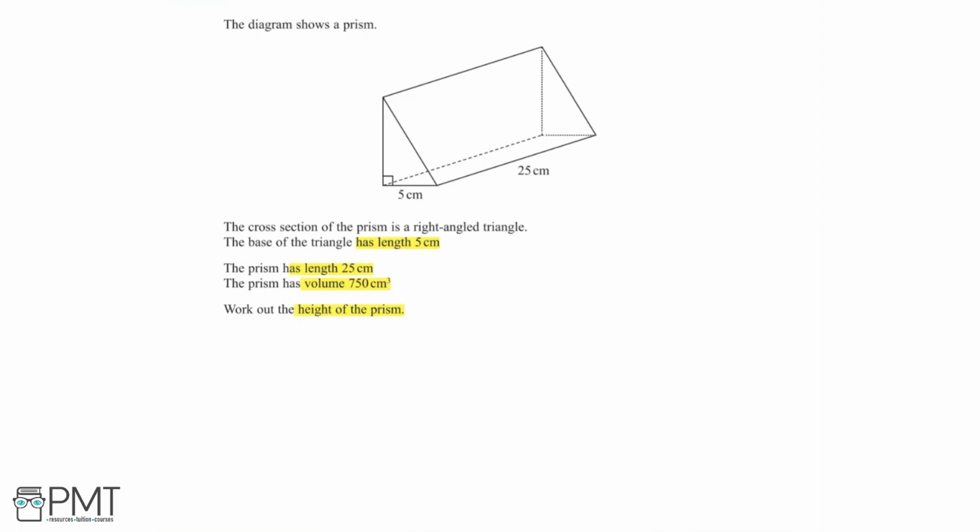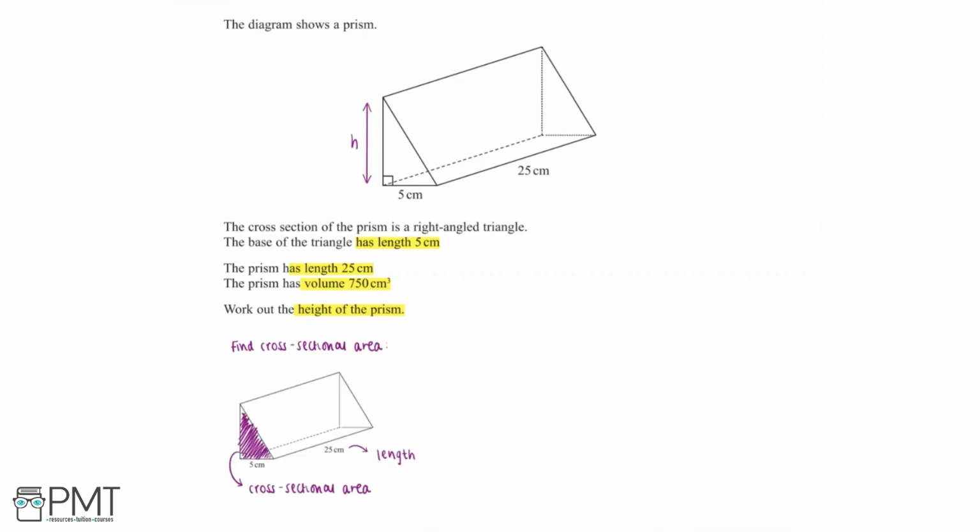Let's start by using our diagram to identify which length is the height. We can see that the height of the prism is this vertical length over here. Now, in order to work out the height, we can work out the cross-sectional area of the prism, and we can use our diagram to help us. We know that the prism has a volume of 750 centimeters cubed. To work out the volume of the prism, we'd have to work out the cross-sectional area and then multiply this by the length of 25 centimeters.